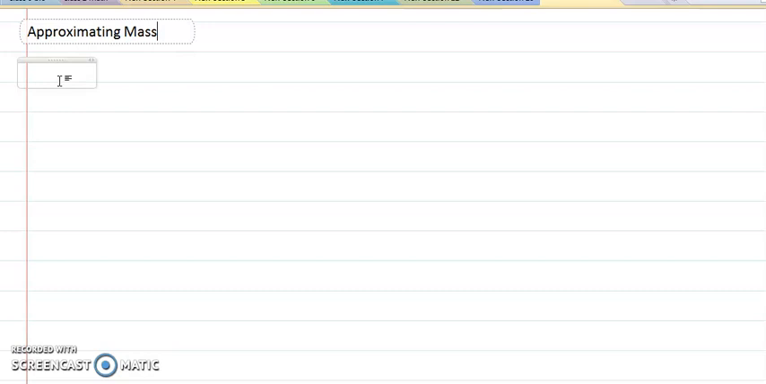Topic is approximating mass. In our last video we learned how to approximate mass. In this video inshallah we will learn a little more detail of approximating mass. To understand how to approximate mass, let's first learn the rules for that.